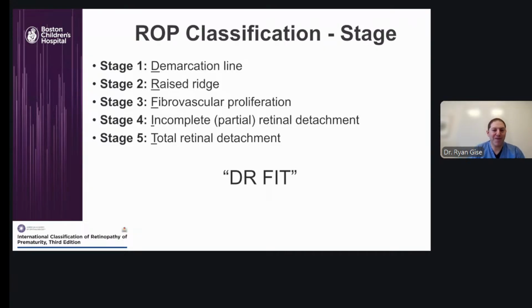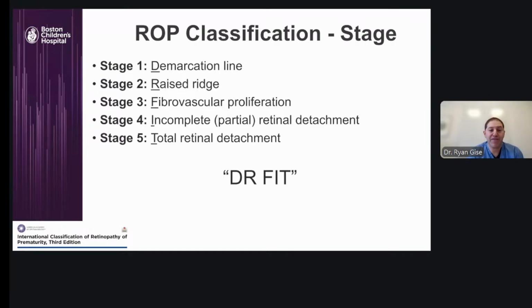And one of our fellows taught me this one, which is Dr. Fit, as a way to remember what the different classifications are. So the demarcation line is stage 1. You start to see that there is a physical difference. It can be hard to tell stage 0, or immature retina, from stage 1. Stage 2 is where you start to see a raised ridge. So you could really kind of feel it. If you're running your thumb over it, you'd feel a bump.